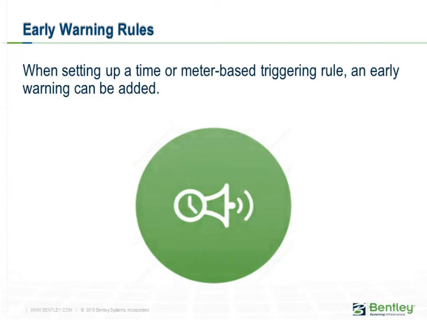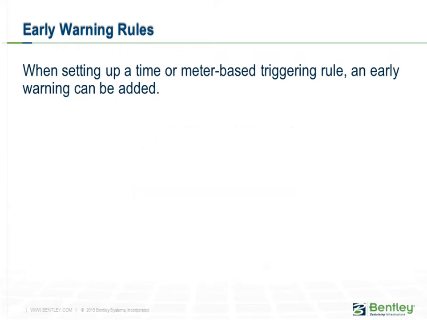When setting up a time or meter-based triggering rule, an early warning can be added. Every time that APM evaluates a triggering rule for a standard job, it checks if the job falls under an early warning condition. If it does, APM flags it so that you can see that the job will be triggered soon. Planners can review the early warning flags on their jobs to get a preview of work that is coming up.